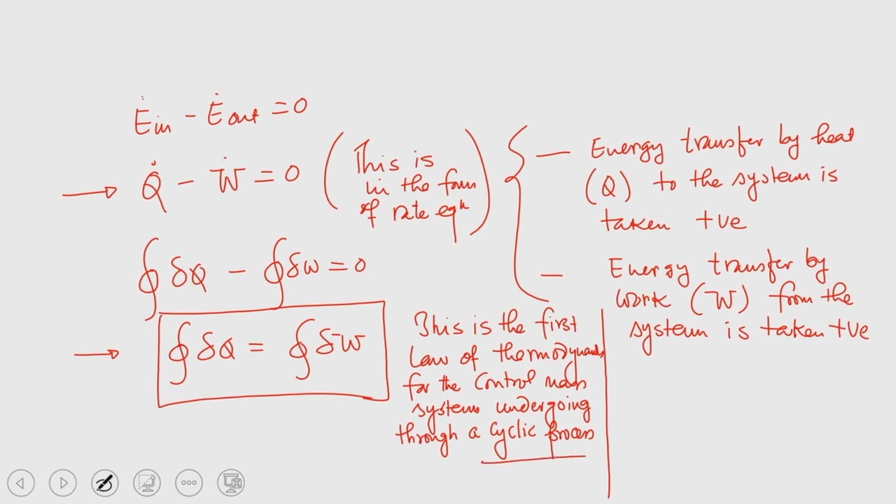If the process is not cyclic, then what will be the form of the first law, even if we apply it for the control mass system? This is very important, that we can write the first law even for the control mass system if the process is not a cyclic process. It is quite obvious that all processes will not be cyclic. So, if we need to write a similar expression for general processes, what would be the form?